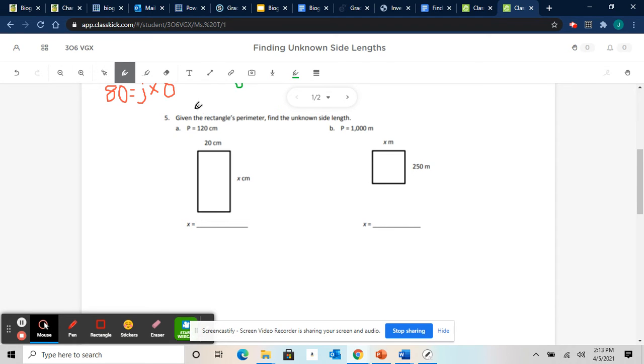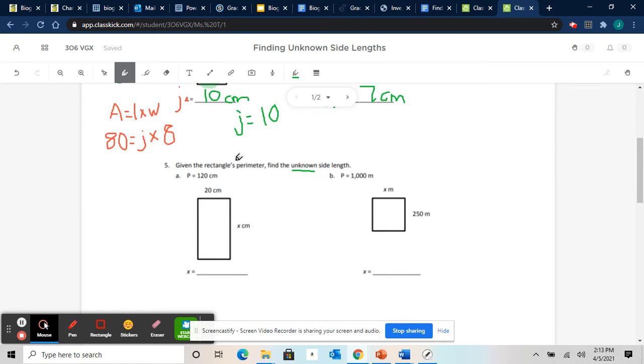All right, now it says, given the rectangle's perimeter, find the unknown side length. So this is why reading is really important in math, because now they're telling us the perimeter. They didn't tell us what the area is. So remember, the perimeter is all the sides added together. It is not the inside. It is this side plus this side plus this side plus this side. It's going to give us a total perimeter of 120 centimeters.